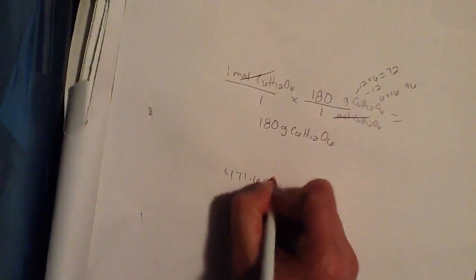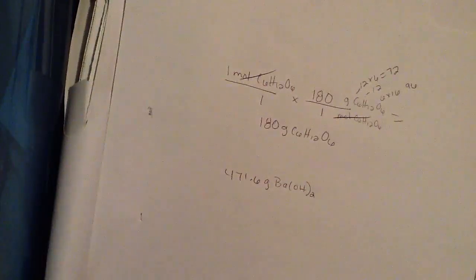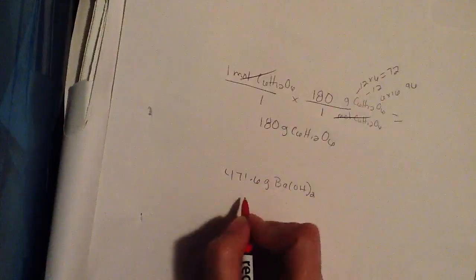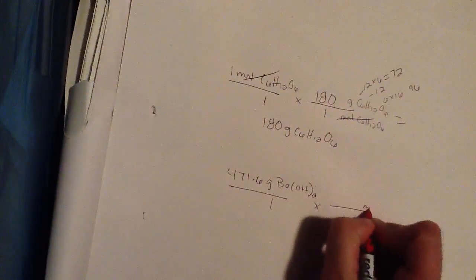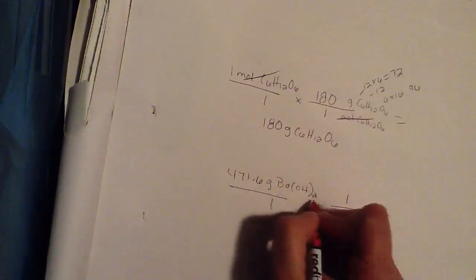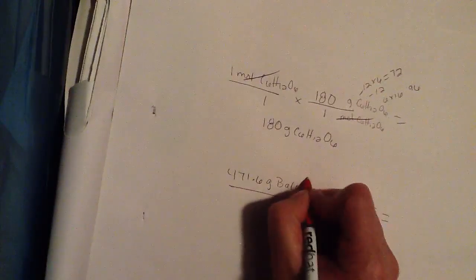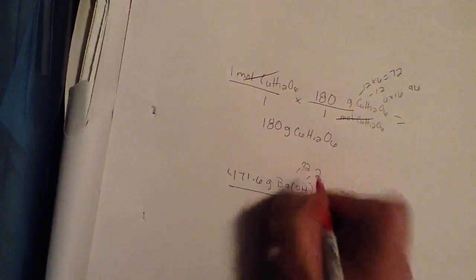471.6 grams of BaOH2. We're going to start with our grams. We're trying to go over to moles. So I'm going to bring grams down, go to moles. Same thing here. We're going to have 1 mole go into our formula mass. We've got 2 hydrogen at 1. This gives me 2. 2 oxygen at 16 gives me 32.